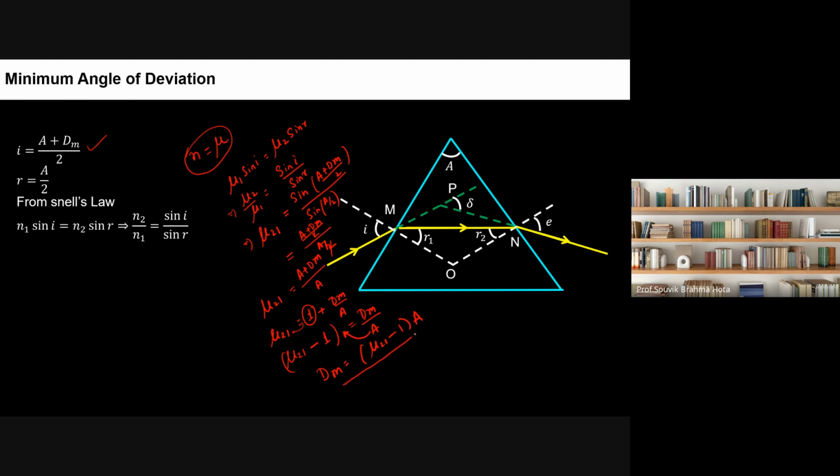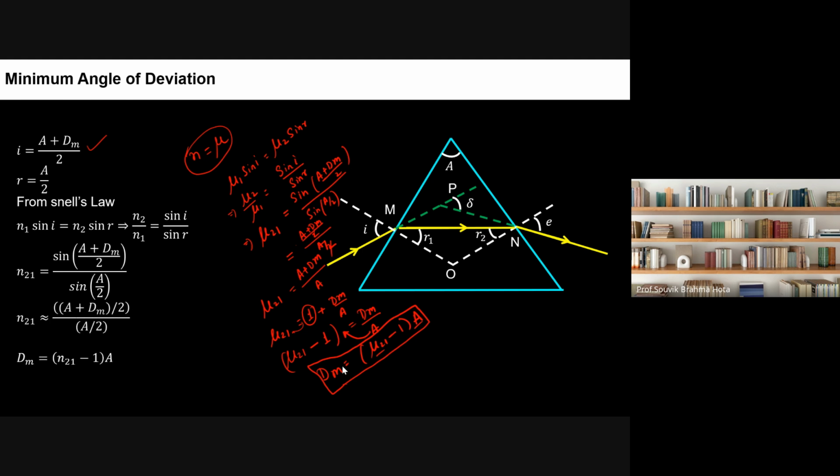This is a very important formula for minimum deviation. If the refractive index and prism angle are given, you can directly get the minimum deviation. So that is what is described here also, but only mu is denoted here with n. Both of them are the same. Whatever I have written over there, that is what is said here.